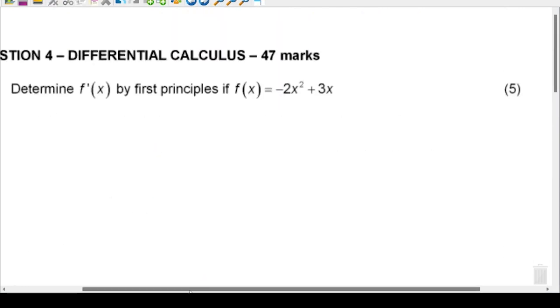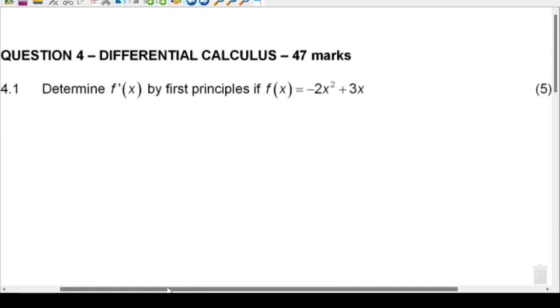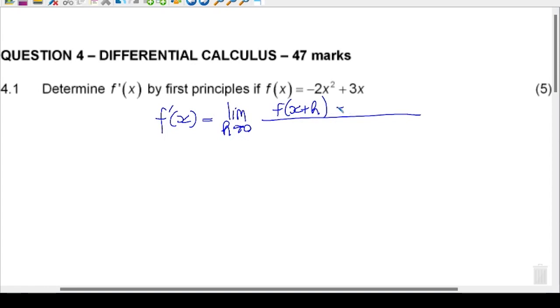Right, we're now on to our last question, which is question 4, and it is actually the most marks, and it's all around calculus. Okay, and the first thing we're going to do is find, by first principles, the derivative of negative 2x squared plus 3x. Right, we get provided with this formula. The derivative's limit is h tends to 0 of f of x plus h minus f of x over h.